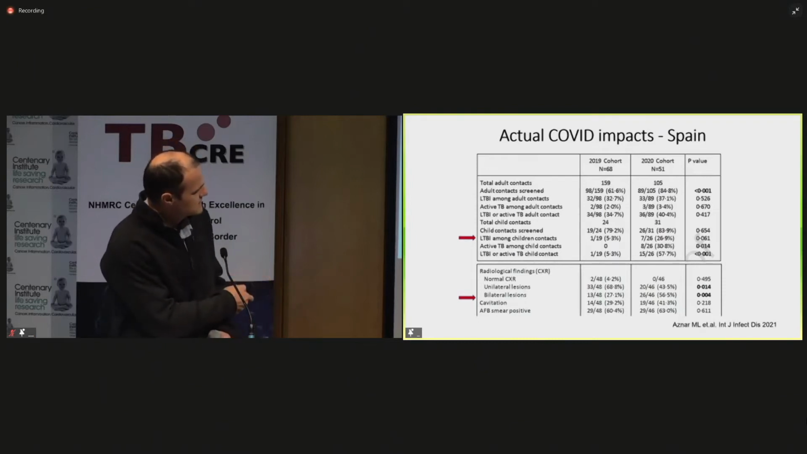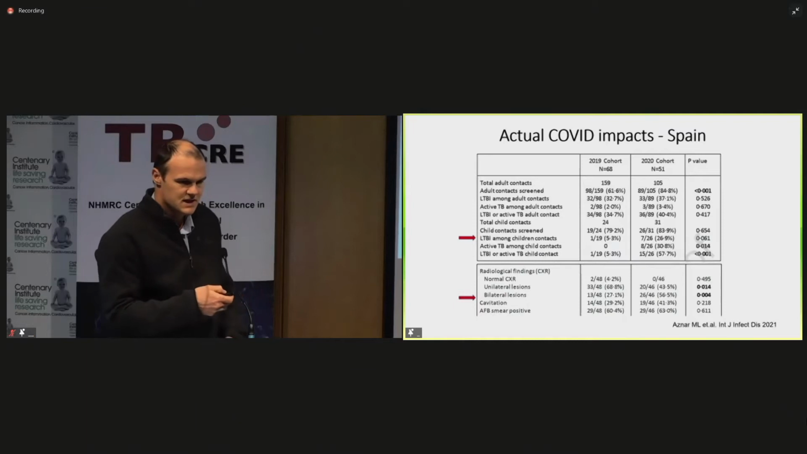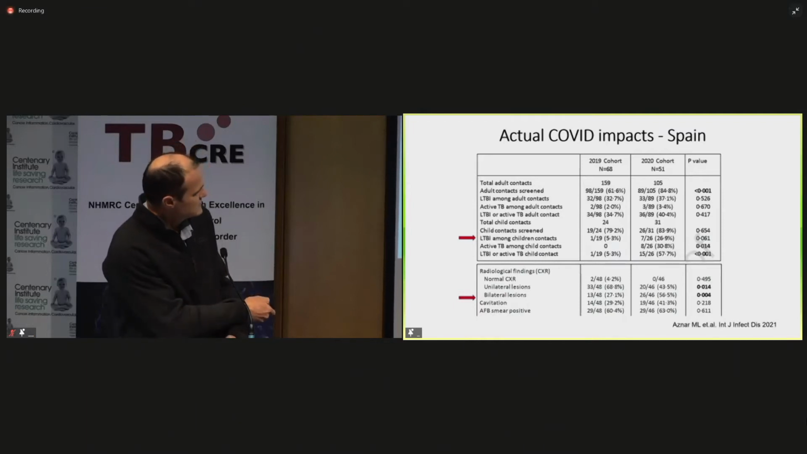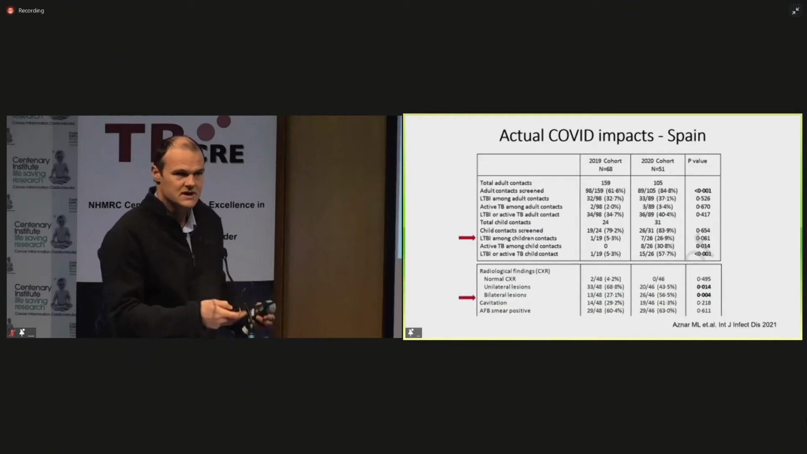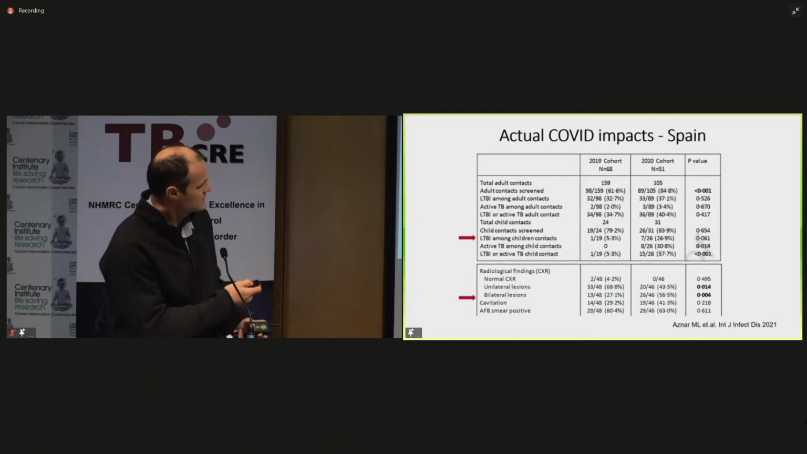This study published from Spain just showed some of the examples where we think this diagnostic access issue is a real issue, where you can see they compared 3 months of a pre-COVID time period in 3 of their regions with 3 months of a post-COVID time period. And there was a suggestion that patients in the post-COVID period presented later with more advanced disease. So their cases that were diagnosed had more cavities, more bilateral lesions.